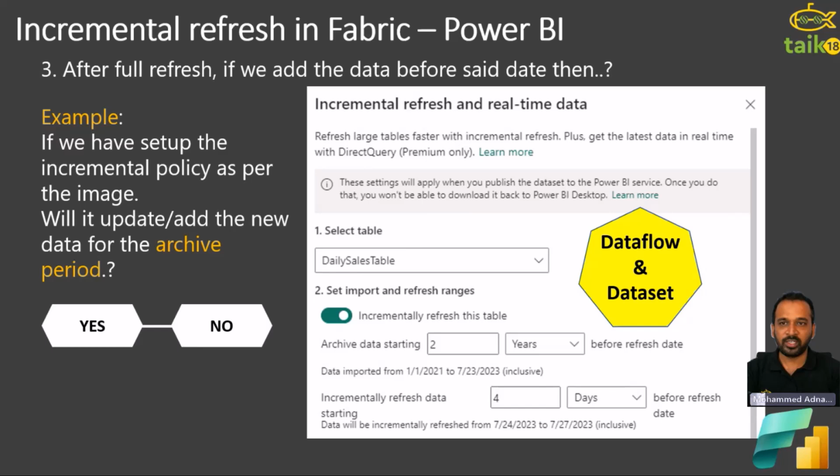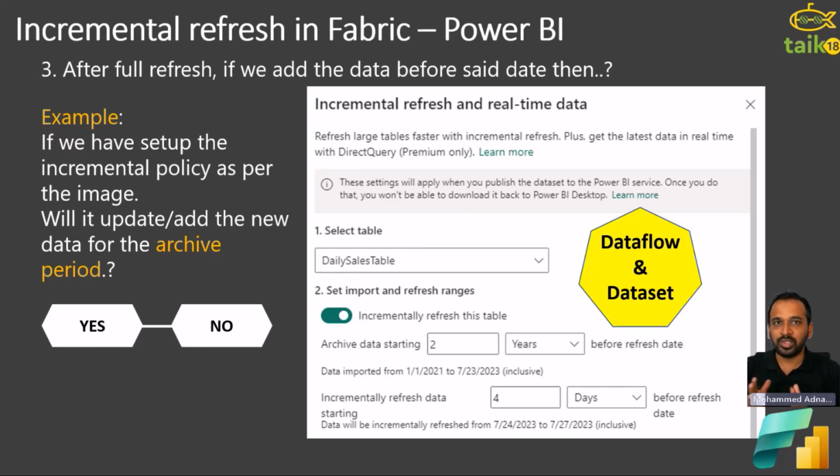Moving on: after a full refresh, if we add data before the start date, then what will happen? As we are aware, if you configure a Power BI incremental refresh and publish into Power BI service, it will refresh all the data for the configured period, the last 2 years, entirely to Power BI service, and then it will start rolling up for the last 4 days. If you have set up the incremental policy as per the image, will it update or add the new data which is in the archive period?